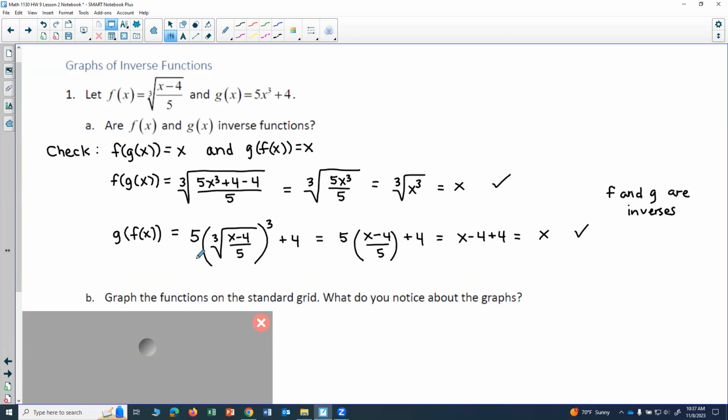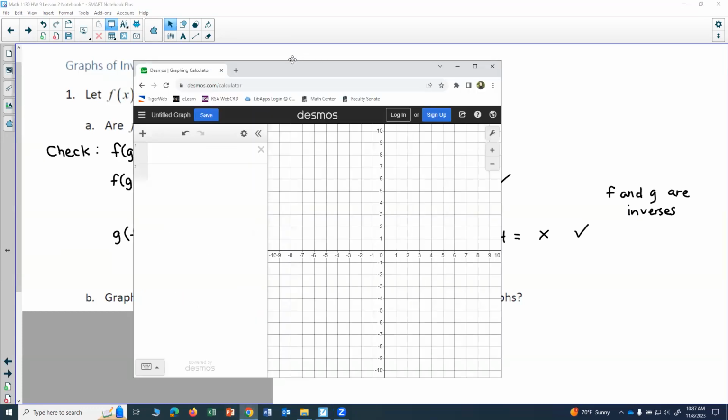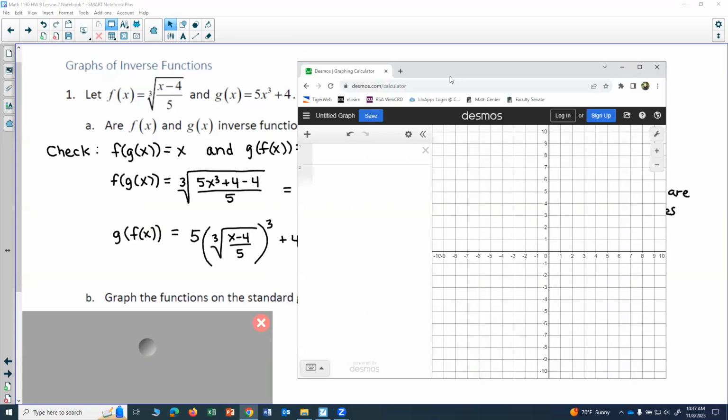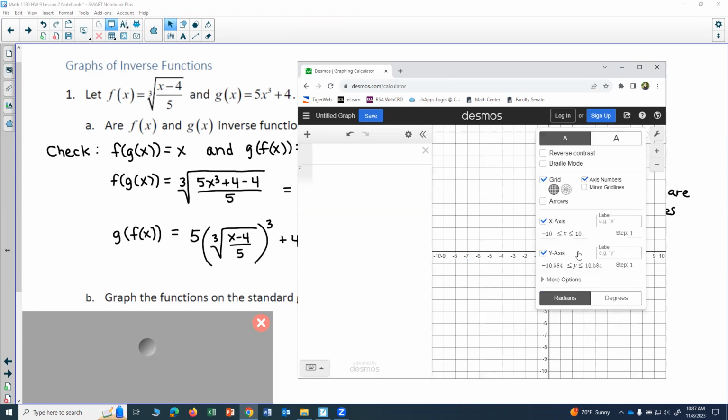Now we're asked to graph the functions on the standard grid. Standard grid is x going from negative 10 to 10 and y going from negative 10 to 10. So let me pull up my graphing calculator here. And I have my standard grid here. X is going from -10 to +10. Y is going from -10 to +10. And you can adjust that using the wrench in desmos.com/calculator. You can adjust your window here.